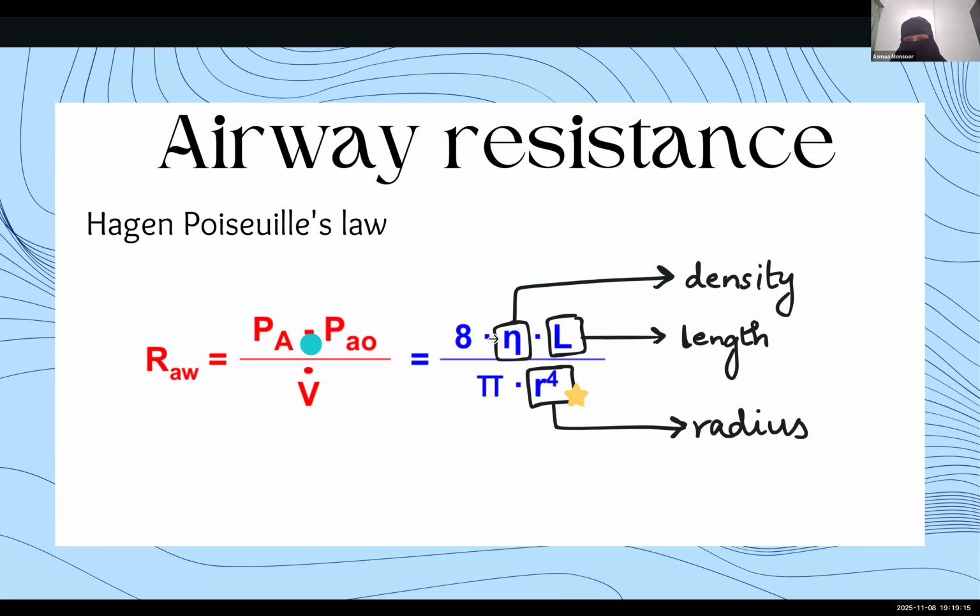Now, talking about this symbol, it means density. All right, density of the air itself. So, for example, all around Earth, density is the same.